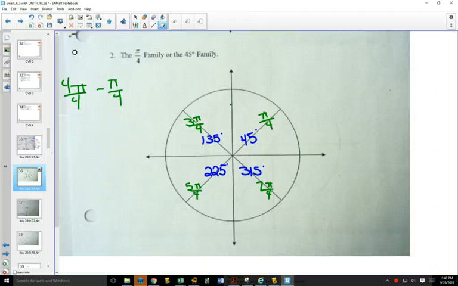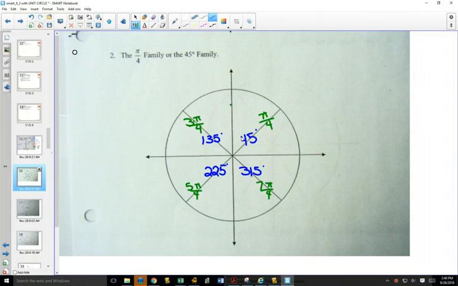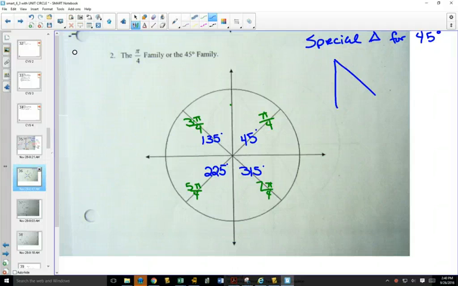Now, in order to find our coordinates, you have a space between your two circles here, and in this space right here, I would like you to write special triangle for 45 degrees. What we're going to do is make a right angle triangle, because that's where we can get sine, cos, and tan. So we make a right angle triangle and we label one of the angles as 45 degrees. What's the other angle going to be? 45 degrees.